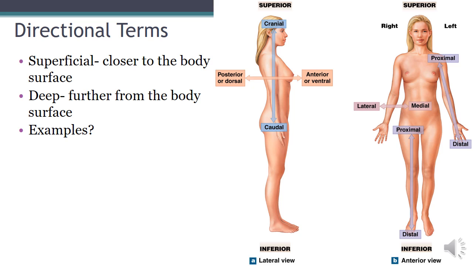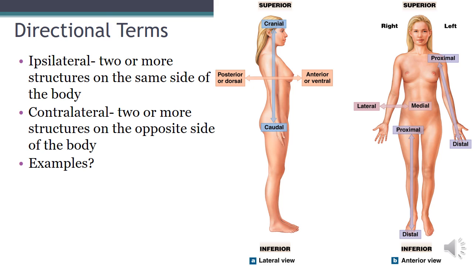In most cases, particularly on your limbs, an example we could use for deep would be bone. Bone is deep to muscle, right? If you were to pierce far enough with that pin, you pierce through the muscle and you would hit the bone, okay? Because the bone is further from the surface than the muscle is.